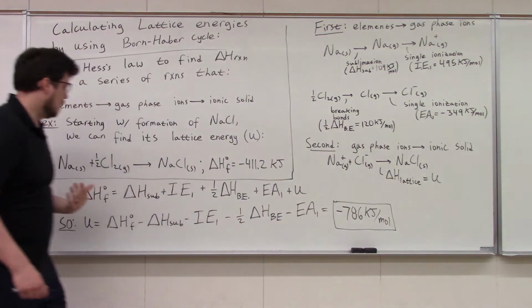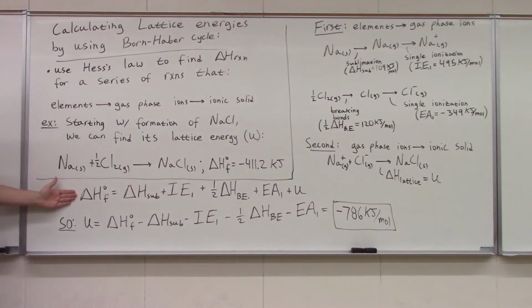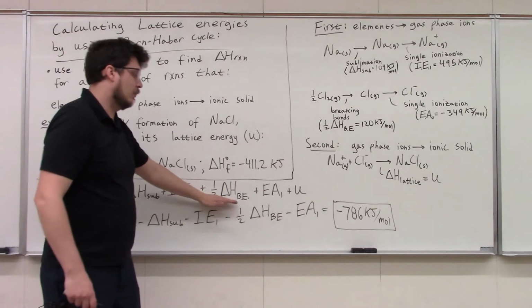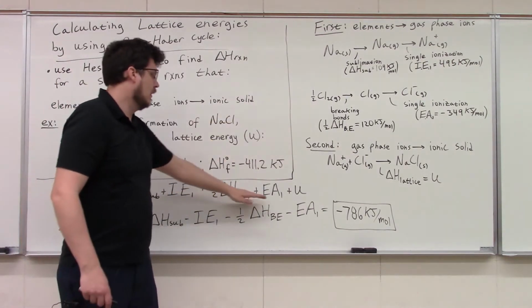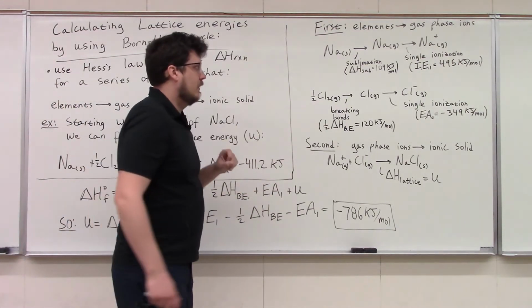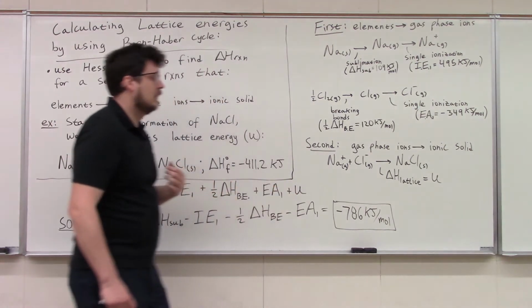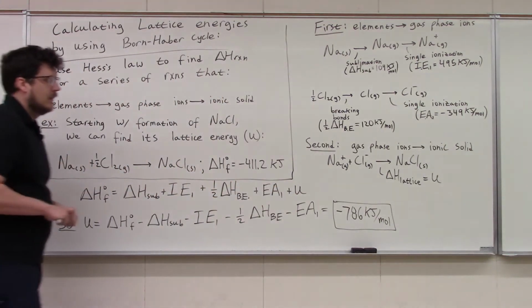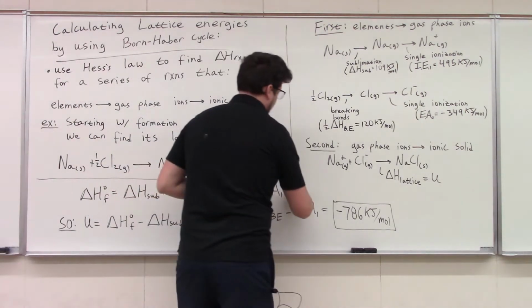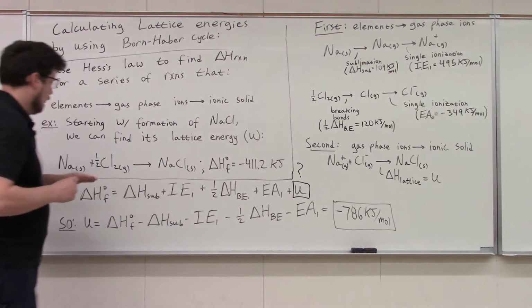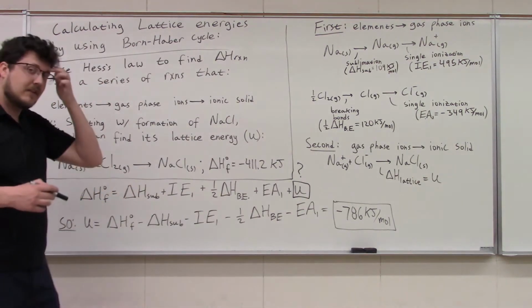And so to write that out in math, my enthalpy of formation is equal to the sublimation of sodium plus its first ionization energy plus 1/2 the bond energy of chlorine plus the first electron affinity of chlorine, and the lattice energy. Now this is what we don't know, right? That's what we don't know. We know every other piece in this, and that's key.